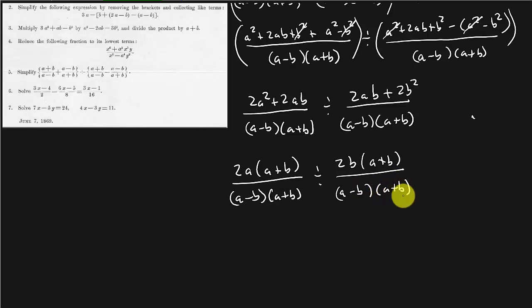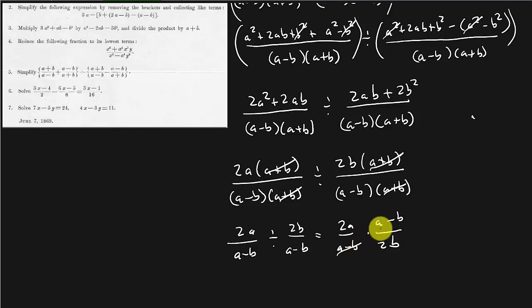All right, and so now we can see the a plus b's cancel here and here, and I'm left with 2a over a minus b divided by 2b over a minus b, which is equal to 2a over a minus b times the reciprocal, a minus b over 2b. And look, all that cancels out, and we're left with just a over b. And there's your answer to number 5.